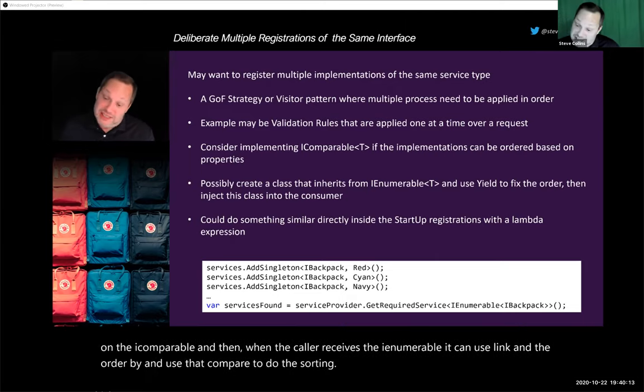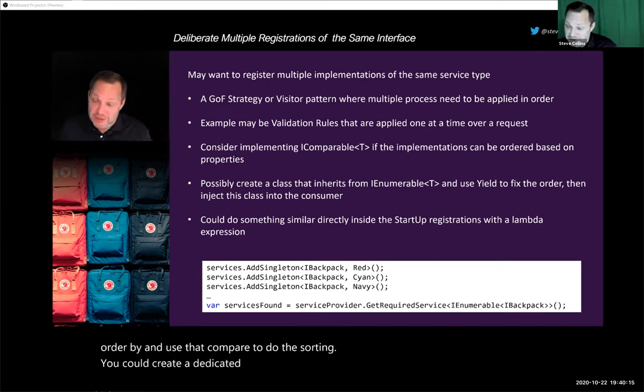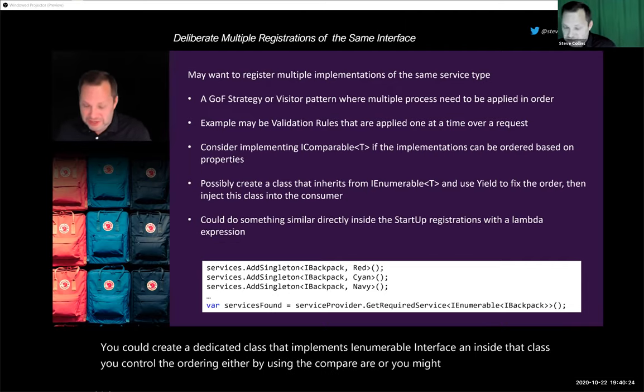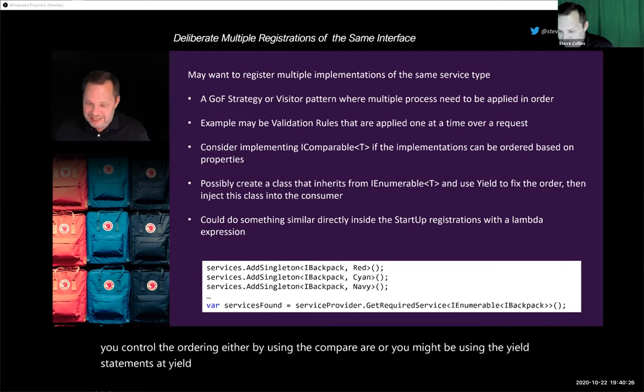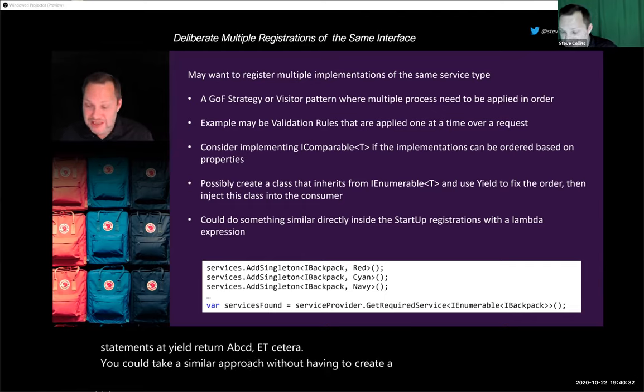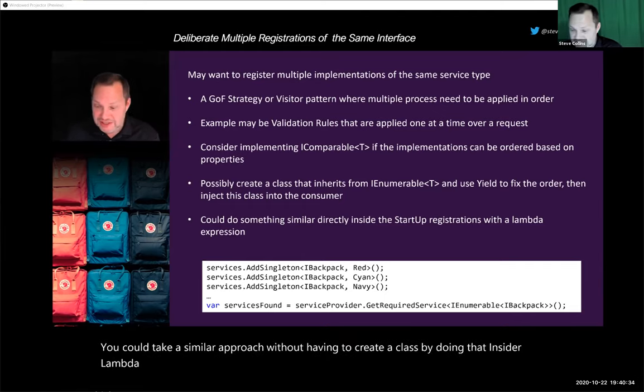You could create a dedicated class that implements the IEnumerable interface, and inside that class, you control the ordering, either by using a comparer or you might be using the yield statement. So yield return A, B, C, D, etc. You could take a similar approach without having to create a class by doing that inside a lambda expression, and that serves up the instances in the required order.